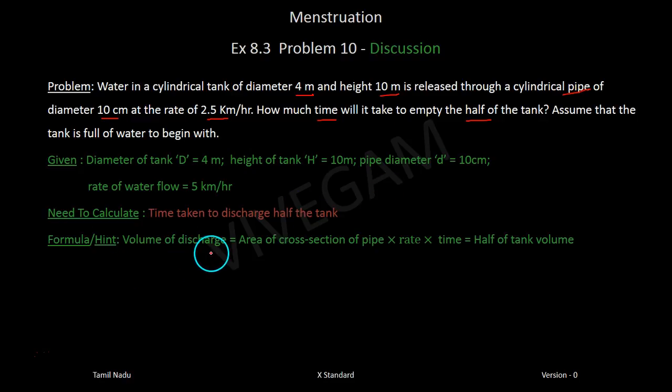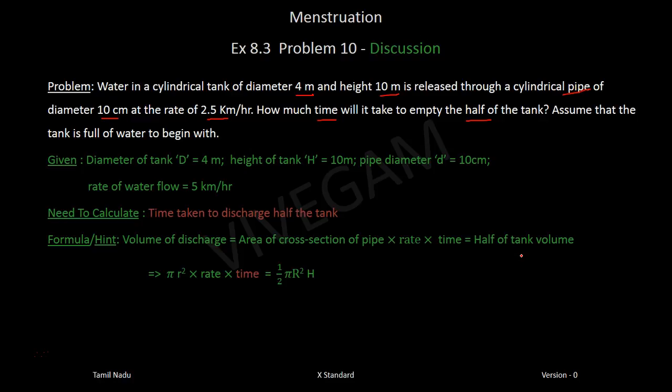So the volume of discharge, how much water is going to get discharged? That is half the tank. Correct? That's what they say, half the tank is going to discharge. But the volume of discharge through a pipe is given by the formula: area of the cross section times rate times time. So this is equal to this. You got it?